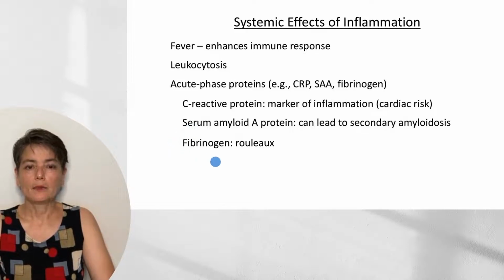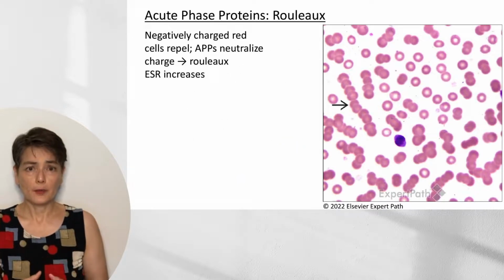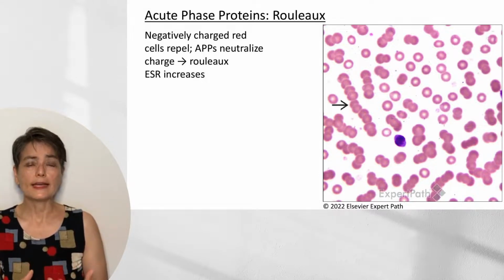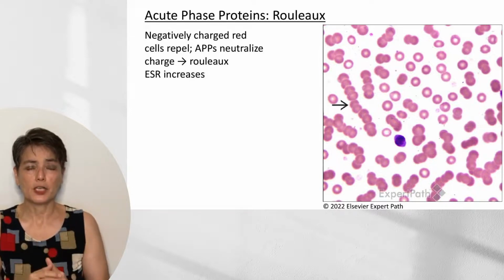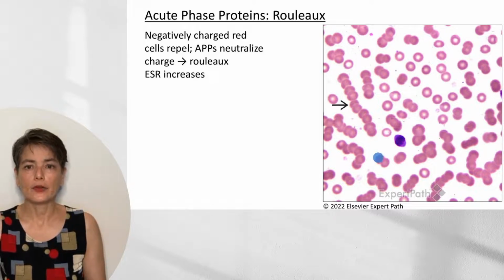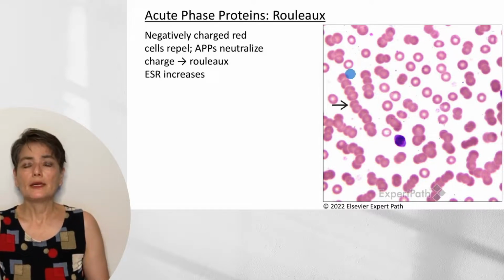And fibrinogen plays a role which is quite important in the formation of rouleaux. So let's talk about rouleaux. So this, in the typical red cell, is going to be covered with negative charges, and that will repel the red cells from each other. When you have acute phase proteins, particularly fibrinogen, you're going to get coating of these red cells, and it's going to cover up that negative charge, and they will now be able to stick together, forming what are called rouleaux, forming these sort of stacks of cells that are stuck together. Now, this is important because it lets you know that the patient is in a pro-inflammatory state.